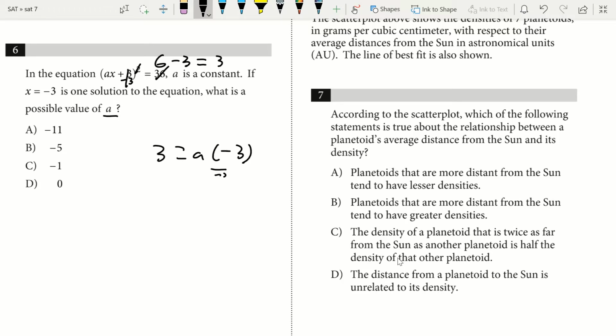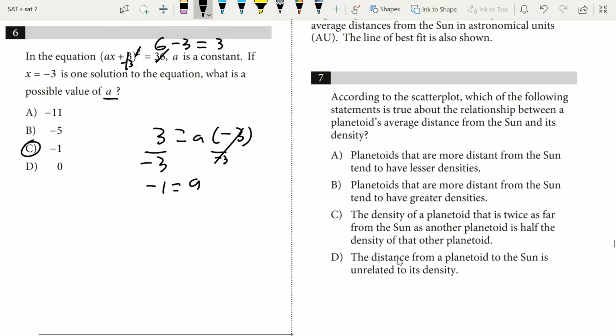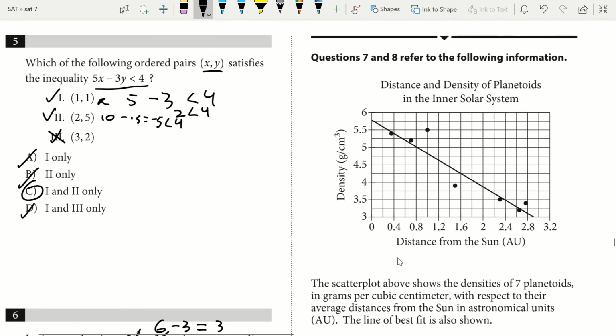I divide each side by negative 3, and I get A equals negative 1. So my answer is going to be C. All right, moving on. Question 7 is right over here.